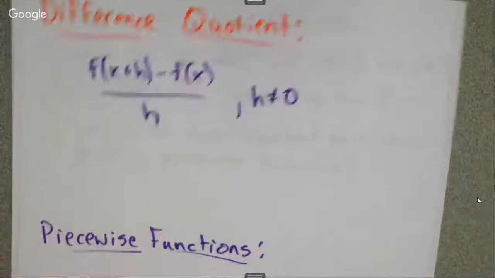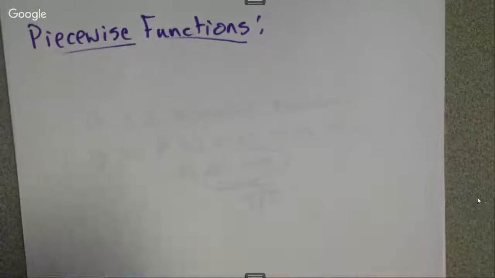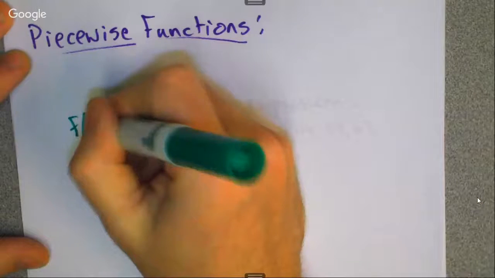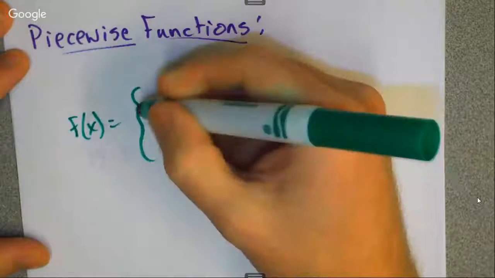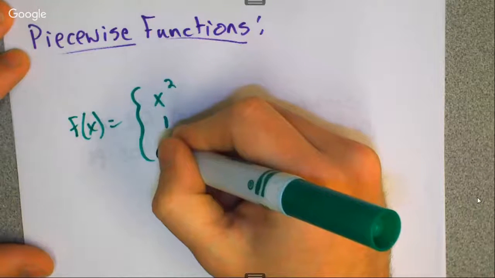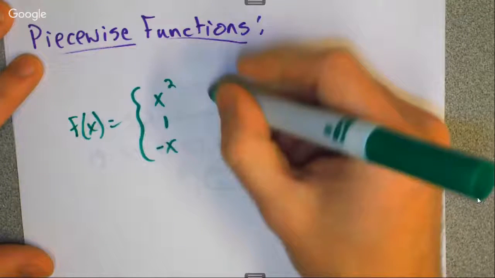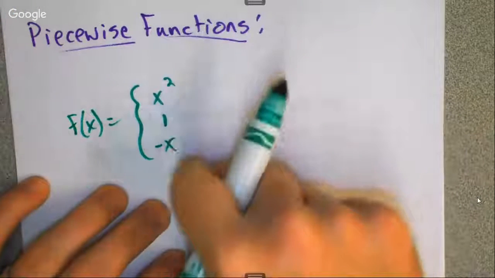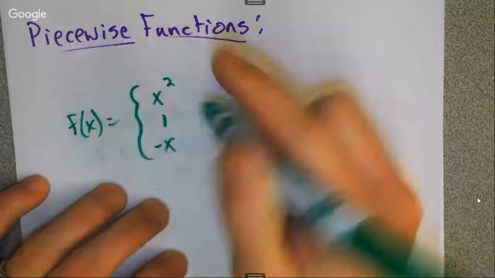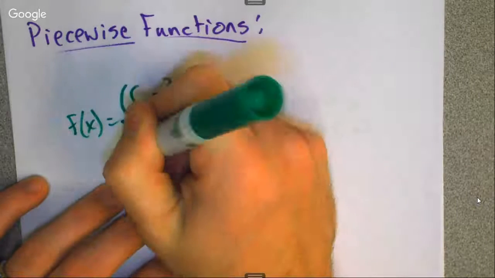Okay. And the last thing I want to talk about is a piecewise function. Now, what is a piecewise function? Well, it's just many functions put together. So let's say I have f of x equals, and I could have three equations in here. Let's say x squared, 1, and negative x. So these are three different types of functions in one function.